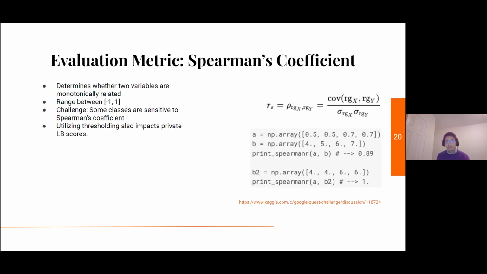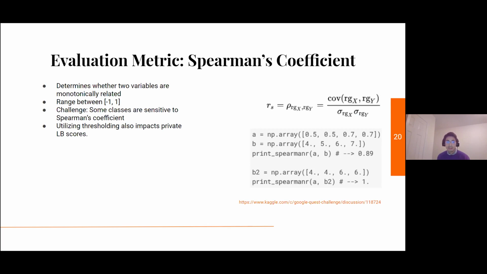So to go into the evaluation metric, they particularly use Spearman's coefficient. Basically what that means is that for your predicted values versus the true values, you're trying to make sure that both of them are monotonically related. That means that if one of them is increasing, then the other one should. And if one starts decreasing, the other one should as well.